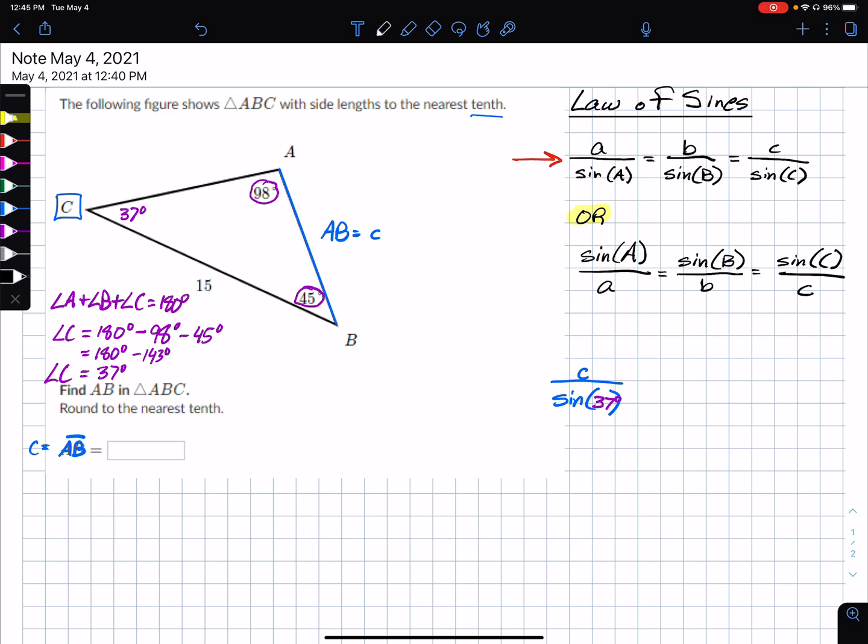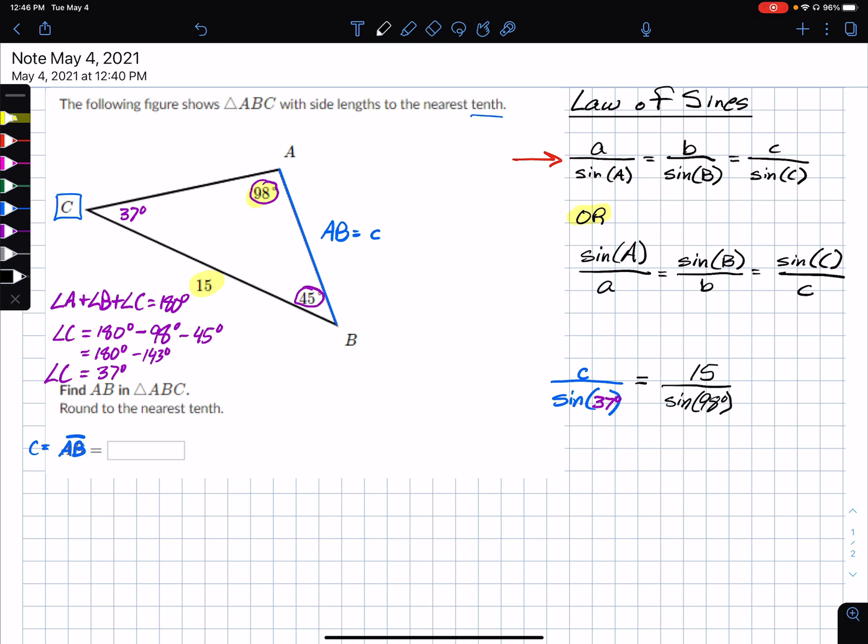Okay, back on track. We have side C we're looking for over the sine of its corresponding angle. And the other thing that we know is 98 degrees and 15 are also corresponding pieces, so we could build a ratio out of that. So I'm going to set this equal to 15 over sine of its angle, 98 degrees. Okay, now we've got the setup.